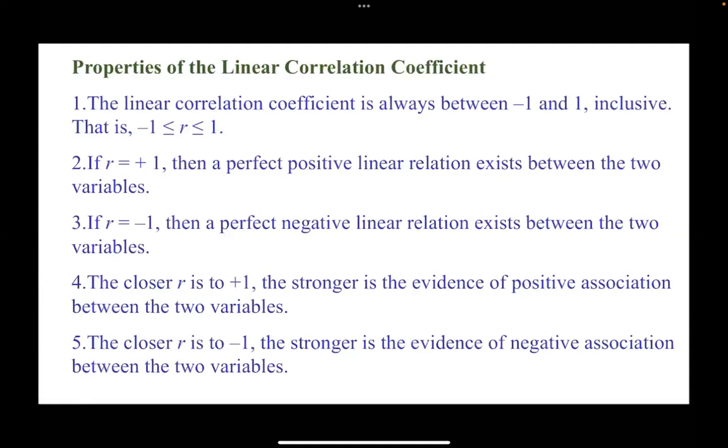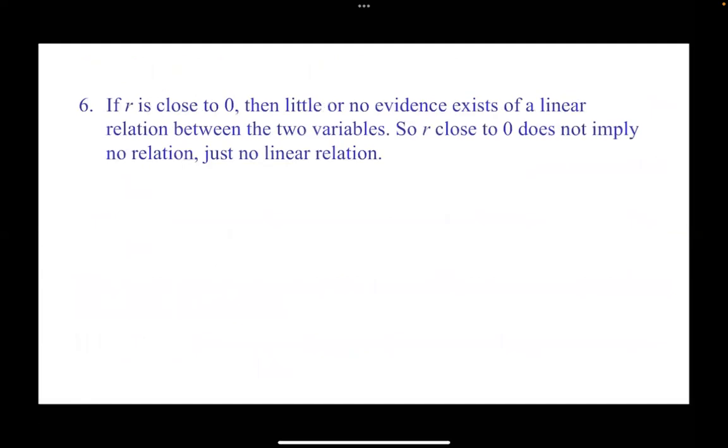Okay. If we are close to 0, there's little or no evidence of a linear relation between the two variables. So basically, if we're right at 0, then there's no linear relation, but it doesn't mean that there's no relation. Something like a quadratic would have a 0 for your correlation coefficient, but it's still a relation. It's just not linear.